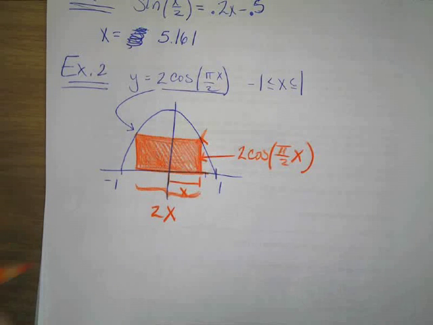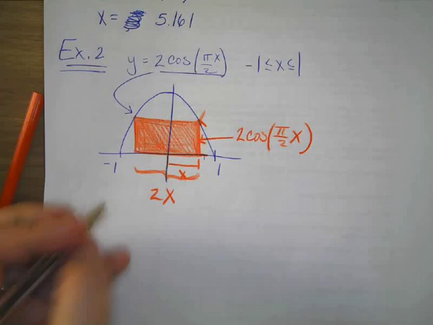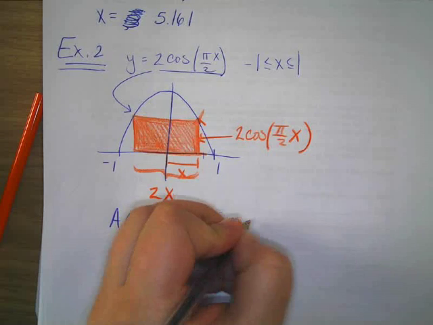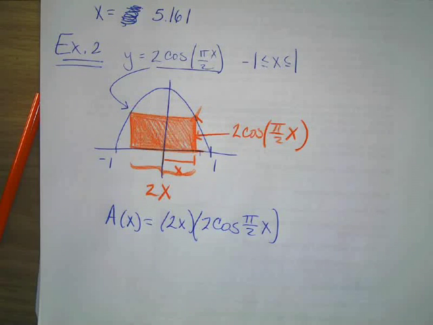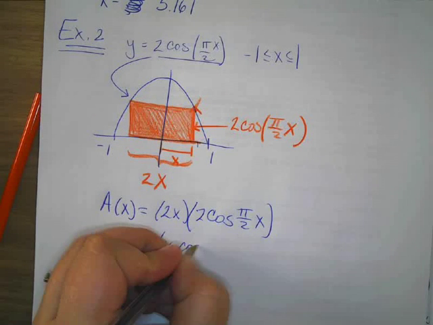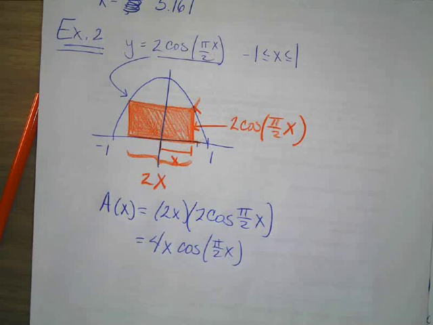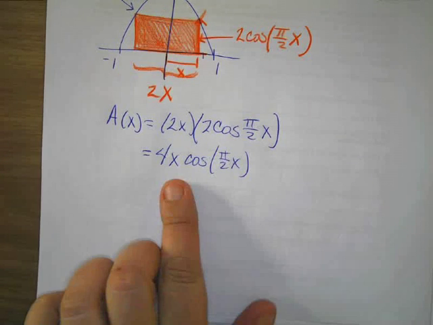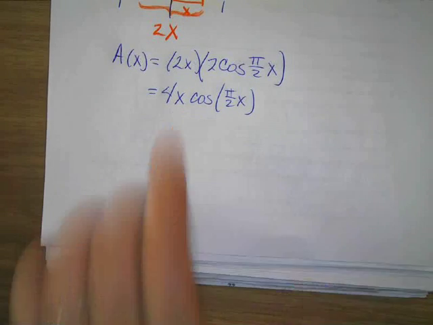Okay. Now how are we going to find the area of this? Times the two together. So we're going to have 2x times 2 cosine pi over 2 x. There's our equation. Which is the same as, 2 times 2 is 4, so we have 4x times the cosine of pi over 2 x. That's our equation for the area of this box. Now part B says graph the equation and describe how the area changes as x goes from 0 to 1. Okay, so let's put this into our y equals, and we're going to look and see what happens to this curve.